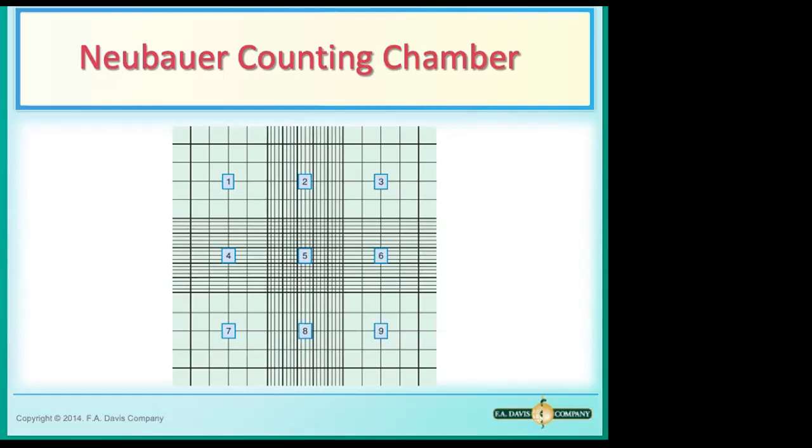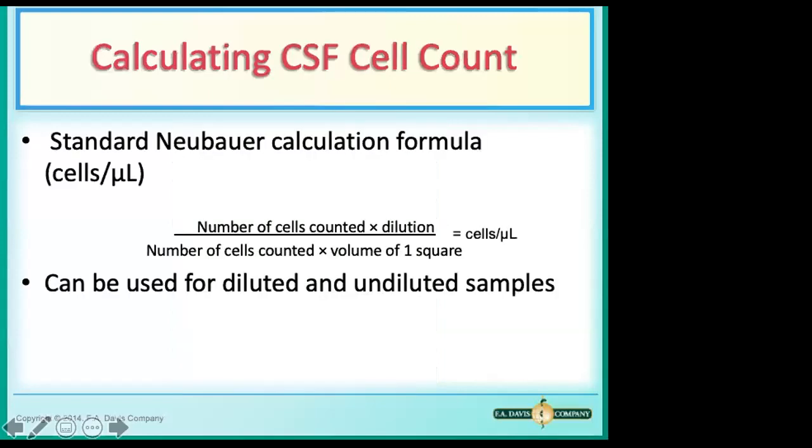But this is the standard Neubauer chamber system that we use to count our cells. So we load our specimen, we wait for it to dry a little bit so our cells are not moving, and then we put these chambers under the microscope, and basically we just move the microscope from one space to the other like this, and then we count all the cells that are present. It's not easy. And then we use a formula.